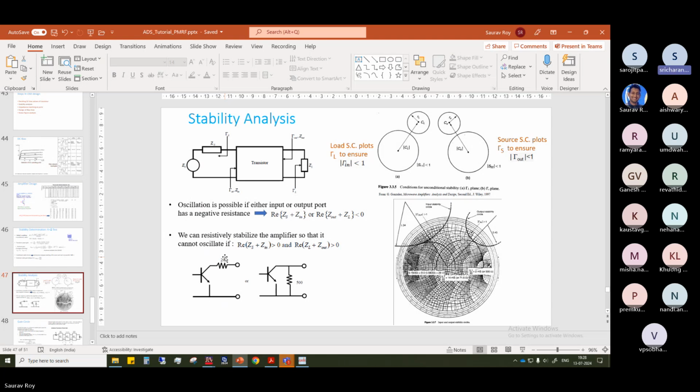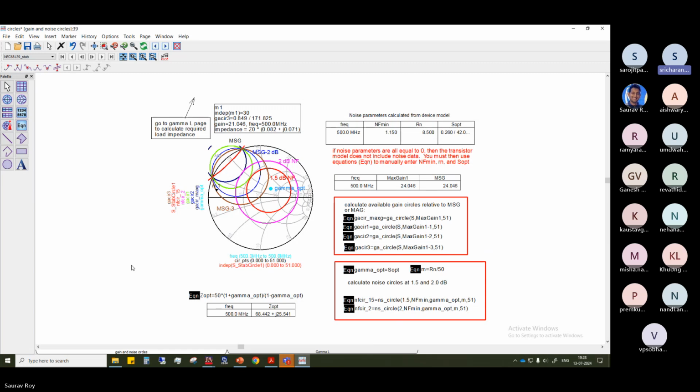Now, if we see those circles, what his doubt was is that if it is inside the circle, that is unstable. Inside the stability circle, meaning inside the Smith chart. So now, if we consider a particular gain and choose a gain from the available gain circles, maybe minus 1 or 2, and we also try to achieve a particular noise figure of 1.5 or 2 dB, in that case we will be missing out on the stability. That's what I think he also asked.